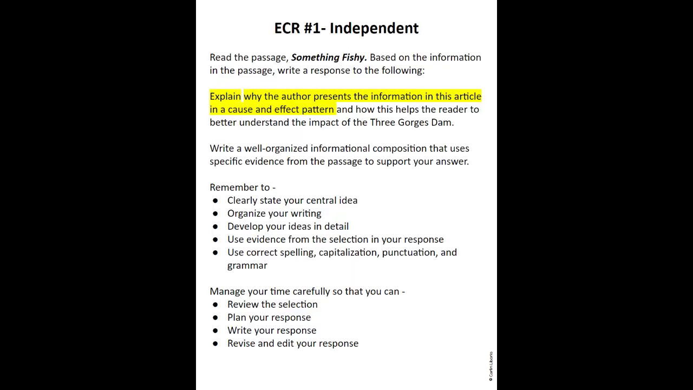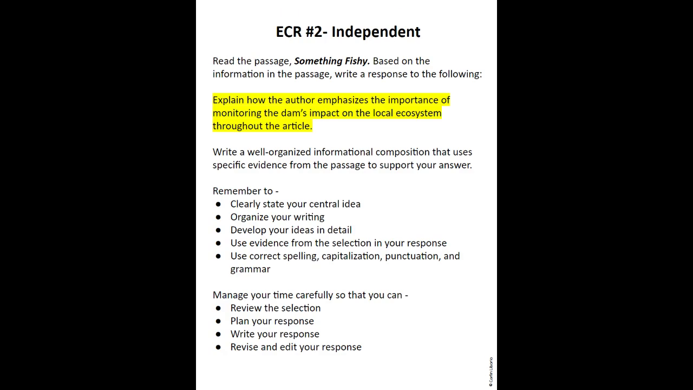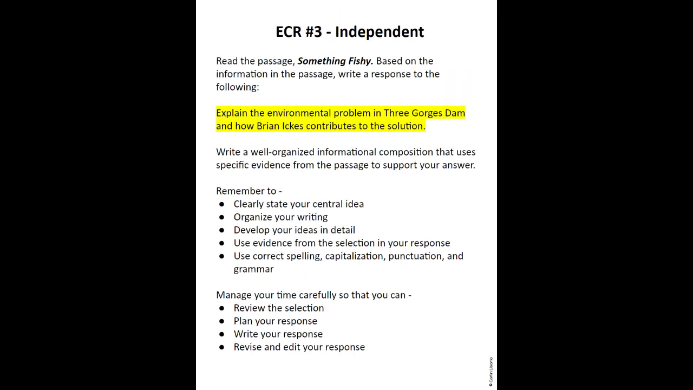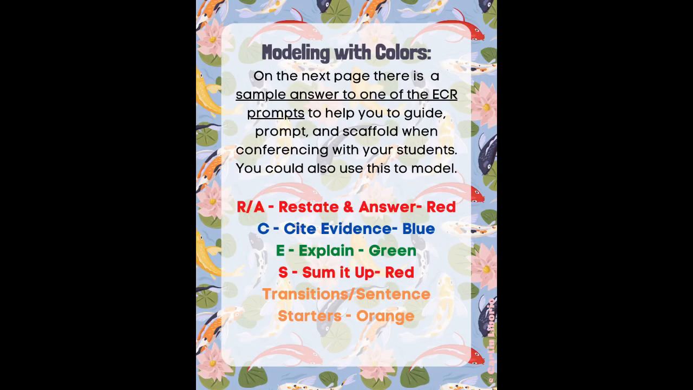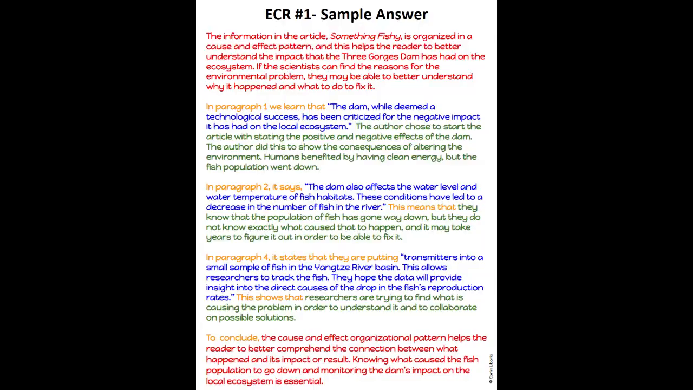This is the first prompt that I'm going to be showing you an example of. So it has to do with the text structure, cause and effect, and how does this help the reader to better understand the impact of the Three Gorges Dam. And then this is what it would look like if you printed it. So there's 3 ECRs. And then this is the sample that's color coded. And so that tells you what the colors stand for. And then this is my sample essay.